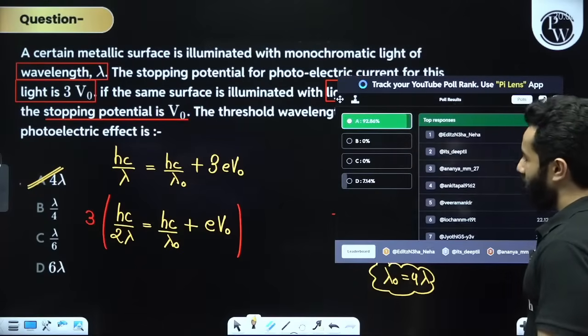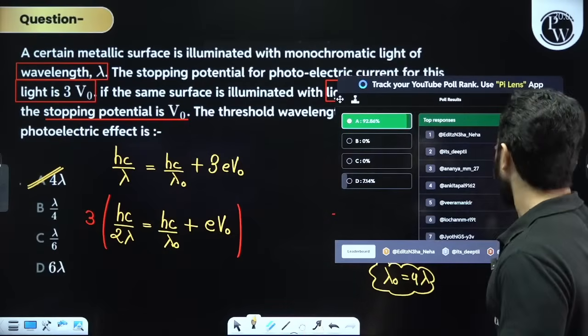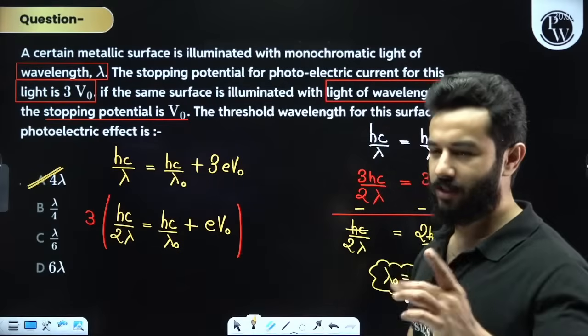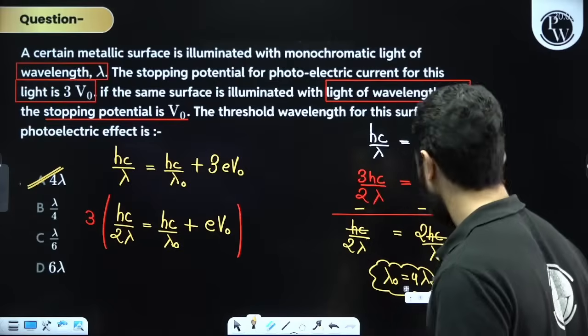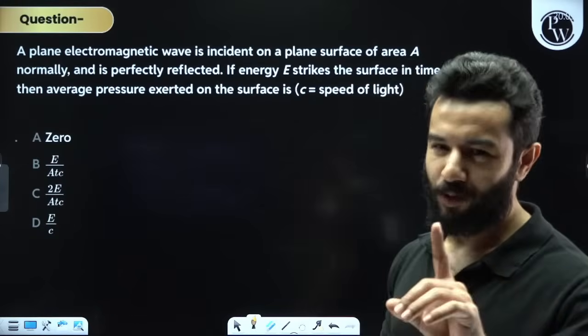Very, very good. Some of you have thought the answer is 6 lambda, so please check. I think today we are not going to do gravitation, but certainly in some next class we will talk about it. This is a nice new type of problem, but not difficult.